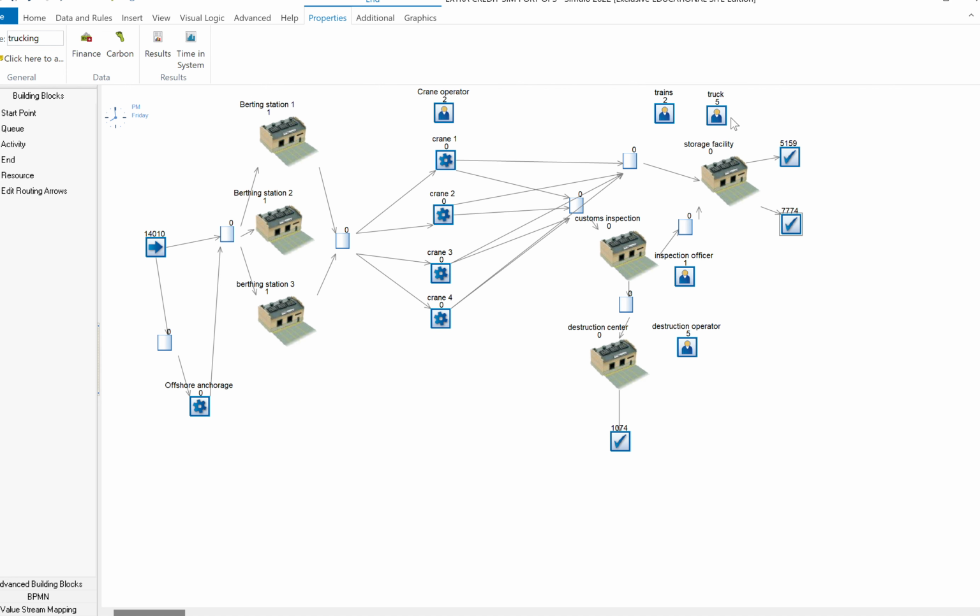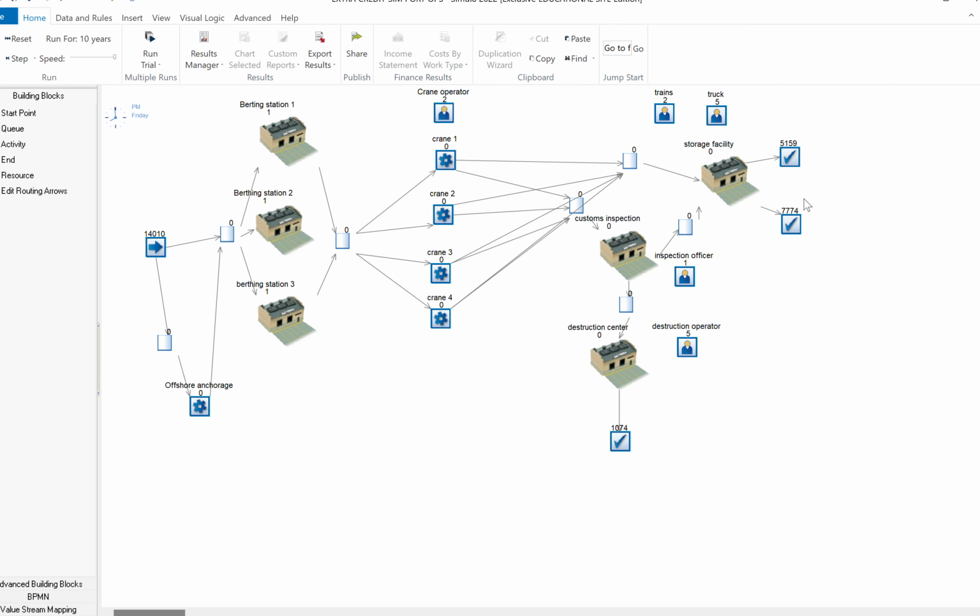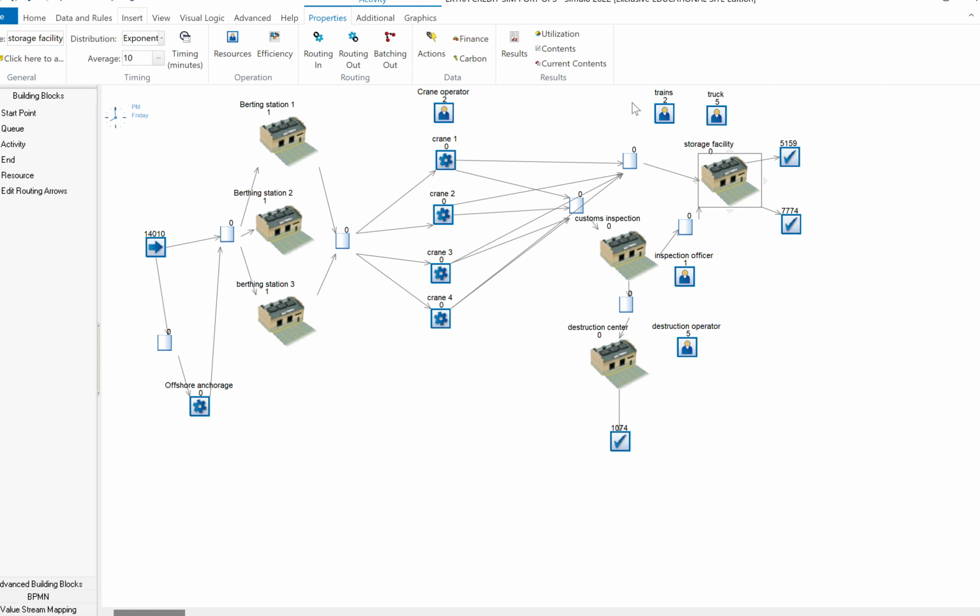These are also resource driven. So there has to be a certain amount of trains and a certain amount of trucks in the mornings and the afternoons. So these are only running at a certain time, and when there's no trains, no cargo can be loaded onto them, and when there's no trucks, no cargo can be loaded onto those either. And this is a fixed rate.